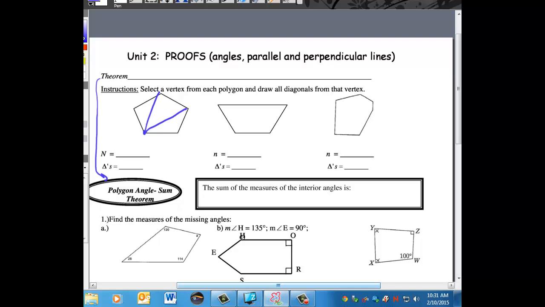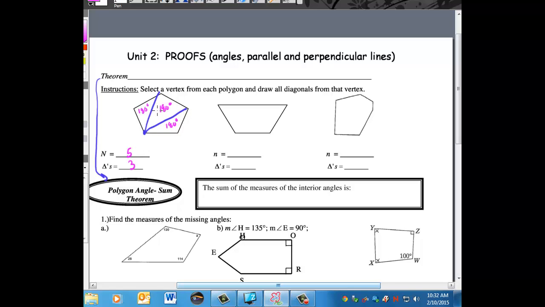Now hopefully what you see here is that we have formed three triangles, right? Here's one triangle that would add up to 180 degrees. Second triangle, 180 degrees, and a third triangle, 180 degrees. So we're being asked to solve for n and triangles. Now n stands for number of sides. So we have 1, 2, 3, 4, 5 sides, and we have 3 triangles.